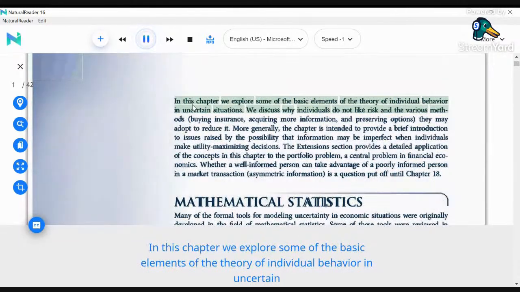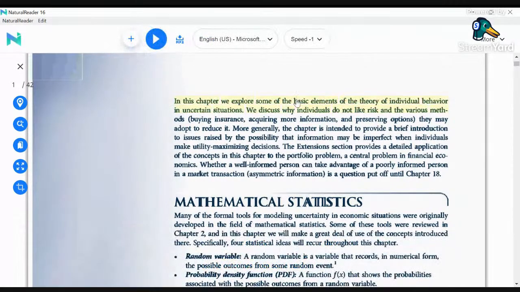In this chapter we explore some of the basic elements of the theory of individual behavior in uncertain situations. Jadi di sini mengenai perilaku individu dalam situasi yang tidak pasti.